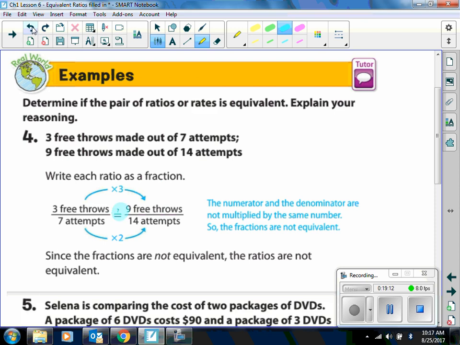So if we can multiply or divide, scale forward or scale back, the numerator and the denominator by the same number, right, then the fractions are equivalent. If we can't, and we have to use different numbers like they did right here with 3 and 2, then here the fractions are not equivalent. Does that make sense? All right, so let's take a look.